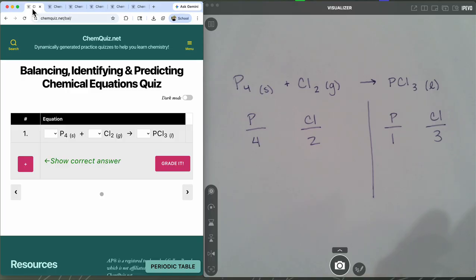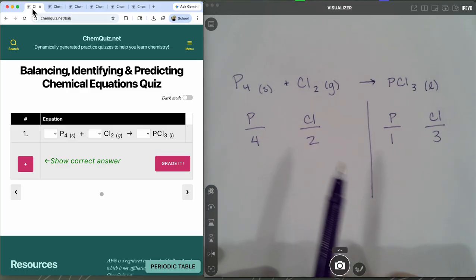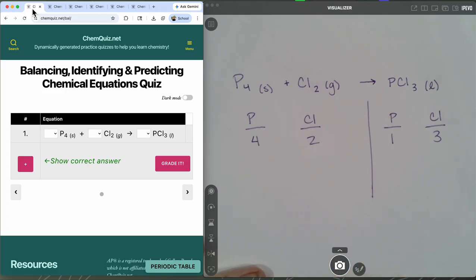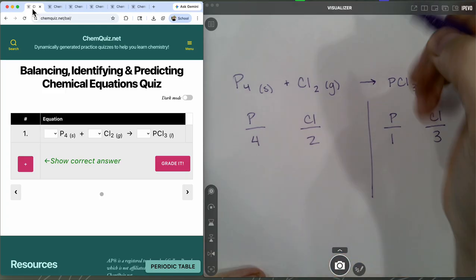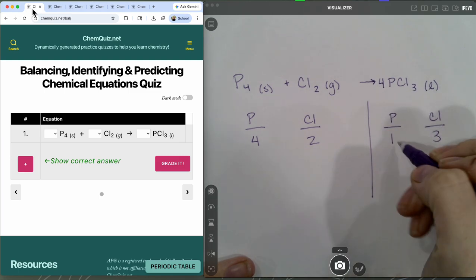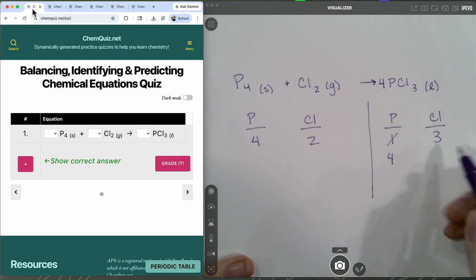Maybe try to get P to 4. I think that's a good idea. When I balance things, I always just do whatever seems easiest first. So, all right, how do we get 4 phosphorus on this side so we're not destroying matter? Add 4 on this. All right, very nice. We're going to put a 4 right there in the front. And that means that we now have 4 phosphorus and how many chlorine?